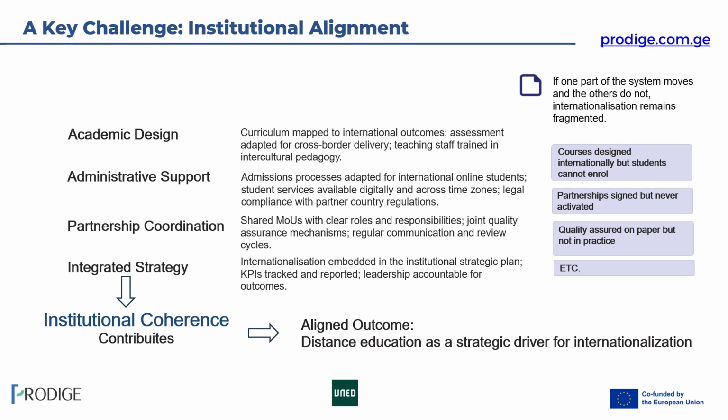This warning is especially relevant for distance education, where online provision can scale very quickly. Expansion without strong safeguards can damage, rather than strengthen, the institution's reputation. That is why institutional coherence, quality, and alignment across academic, administrative, and technical areas are not optional extras. They are the conditions that allow distance education to act as a real driver of internationalization.